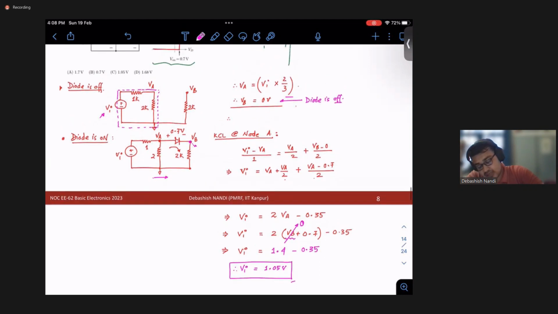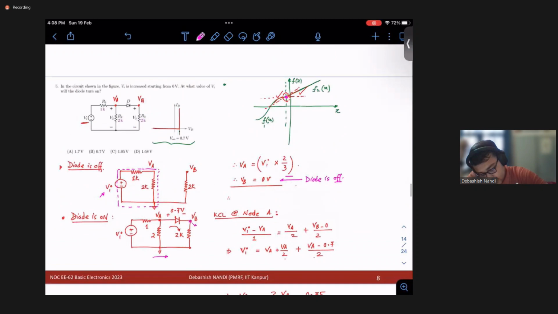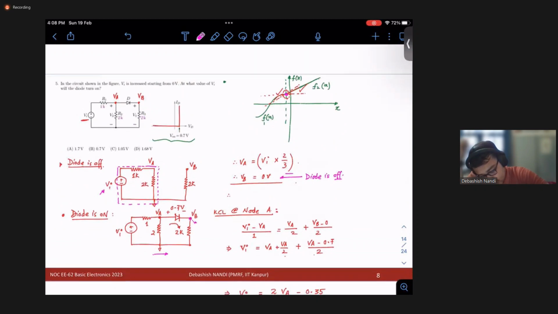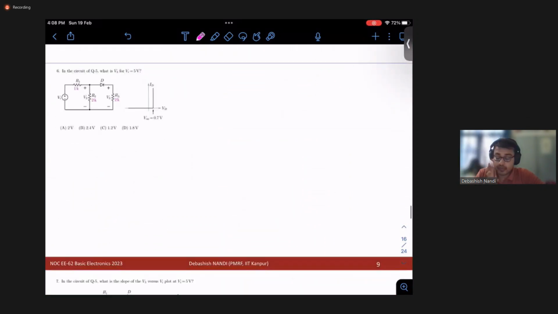So the correct answer would be, let me see first whether it is present. 1.05. Yes, C is the right answer. Okay, so moving on to the next problem.